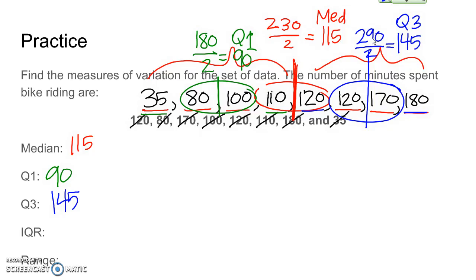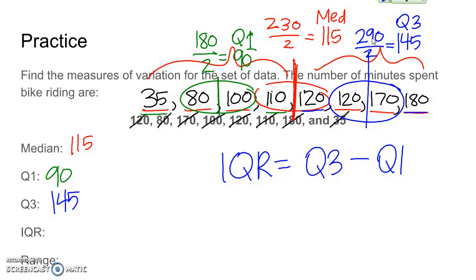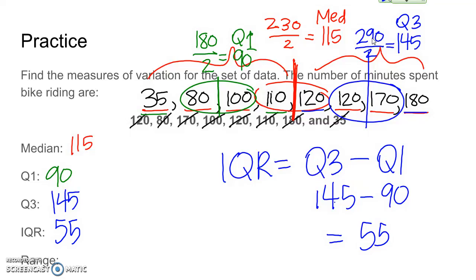Now remember to find the IQR, the interquartile range. Our little formula is Q3, the third quartile, minus Q1, the first quartile. So I'm going to do 145 minus 90. And that should give me 55. Last is the range. We know for the range we just do the biggest number minus the smallest number. So 180 minus 35, what is that? 145? 145.